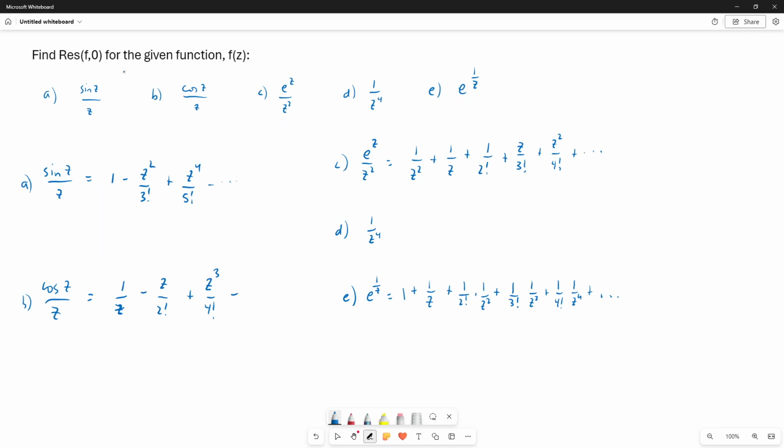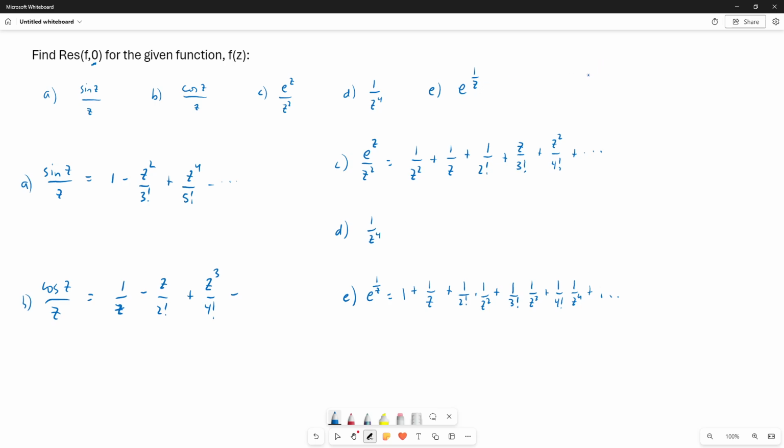Find the residue at the origin for the given function. Our functions are sine z over z, cosine z over z, e to the z over z squared, 1 over z to the fourth, and e to the power 1 over z.